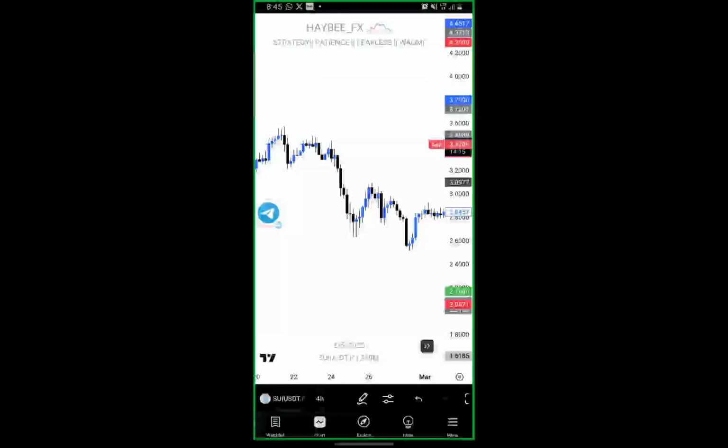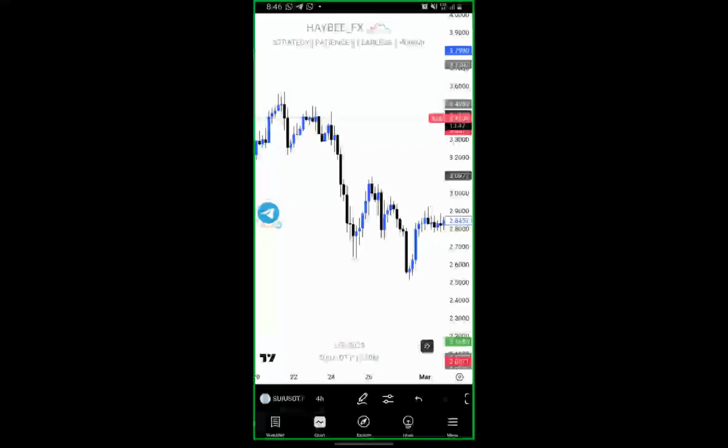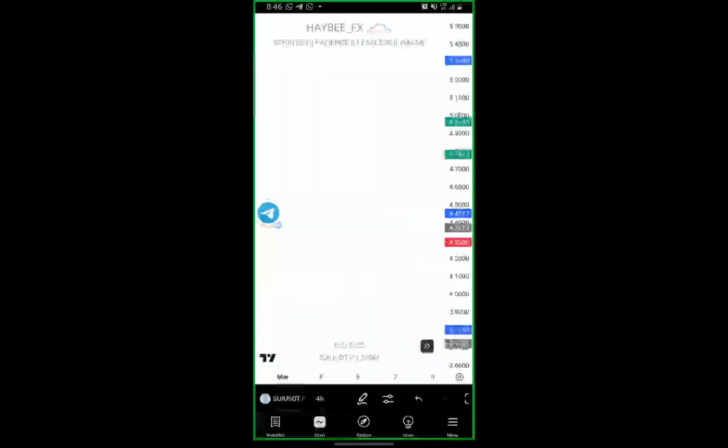So where they want to place their order, like the institution, we call it an institution order block. You understand? So we call it an order block. Next is how to see our order block on our chart.